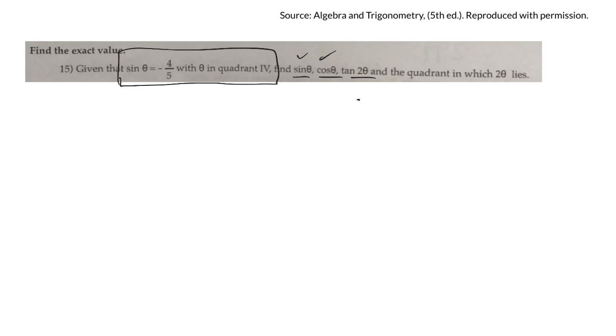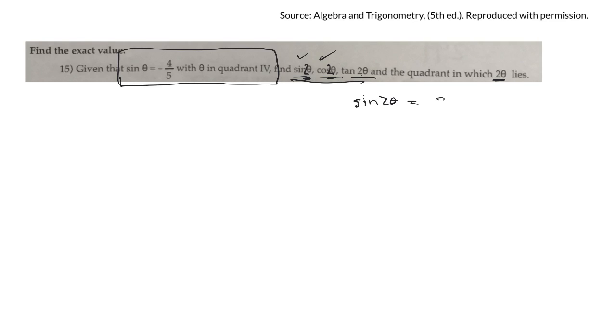Oh no, that should have been... Oh, interesting. That was on a test. That should have been sine 2 theta, cos 2 theta, tan 2 theta, and the quadrant in which 2 theta lies. So it should have had a 2 theta on all of those. Anyway, so that's what I want to find out. So let's start with sine 2 theta.